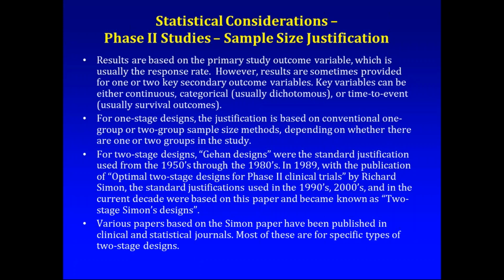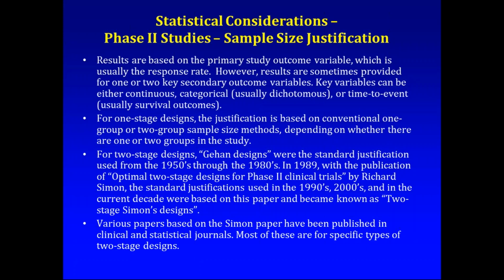We're often, again, even in phase 2 studies, interested, well, I think we're always interested in the response rate. That's why we're doing the study to begin with. And I would say the response rate is almost always the primary study outcome variable. And I want to come back to something that Dr. Neighbors mentioned because that's not in here, but I think it's important. But first, results are sometimes provided for one or two key secondary outcome variables.